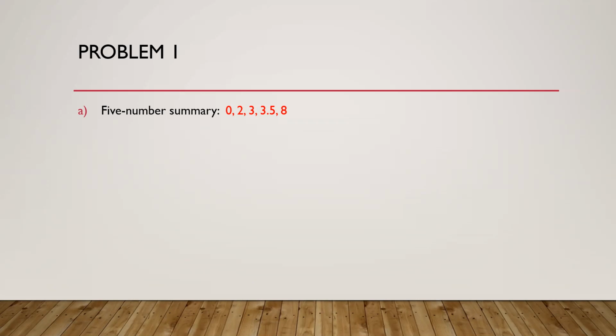Likewise for Q3, it was the median of the upper 12 numbers. So from the whole list of 24, it would be the average of the 18th and 19th. Now, the 18th was 3, the 19th was 4, so the average of that is 3.5. That's Q3.